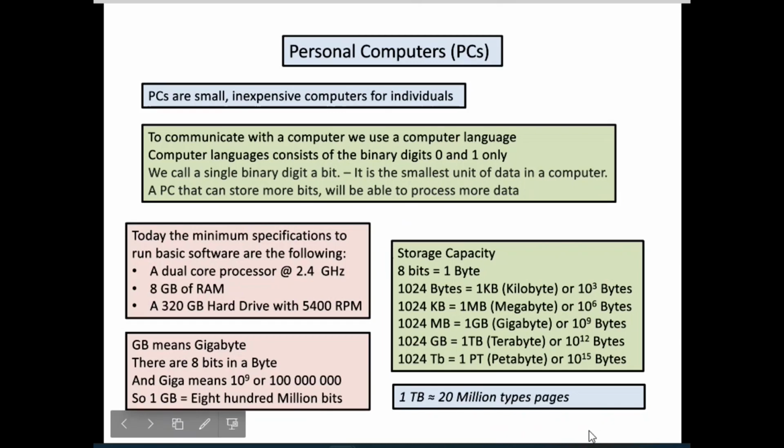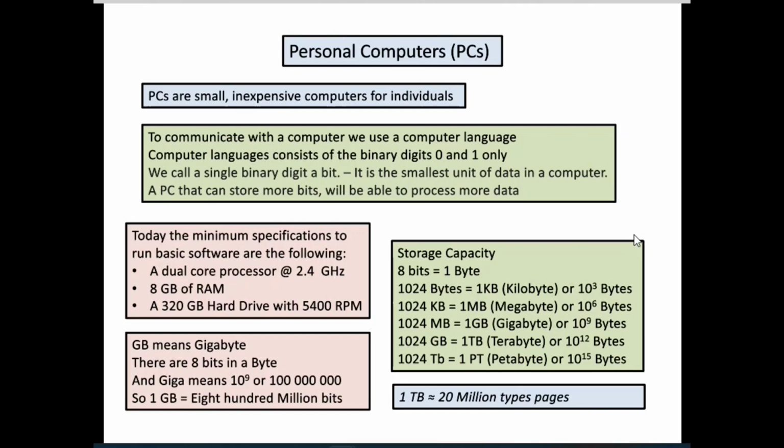To communicate with a computer, we use computer language. Computer language consists of the binary digits 1 and 0 only. And I've explained to you before how that works. So we call a single binary digit a bit. It is the smallest unit of data in a computer. And a PC that can store more bits will be able to process more data.